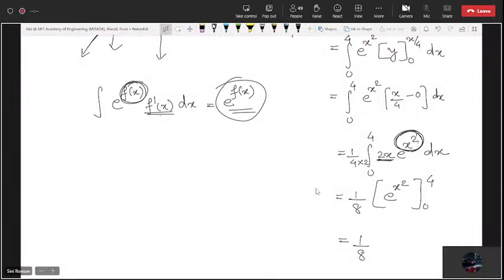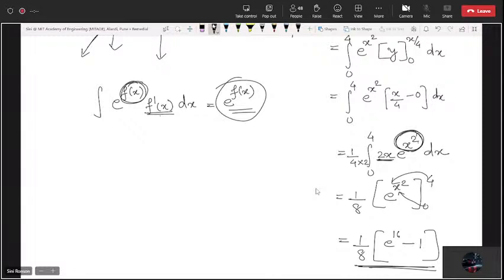So come on, tell me, what will I get if I put the upper limit? x के जगह पे 4 डालेंगे तो क्या आएगा? e raised to 4 squared. What is 4 squared? 16. Minus, अब यहाँ पे ये गलती करते हैं, अगर मैंने x की जगह पे 0 डाला, so what is e raised to 0? 1. So this is the answer. Don't take e raised to 0 as 0. Every time putting 0 is not 0. So this is your final answer. Clear or not?